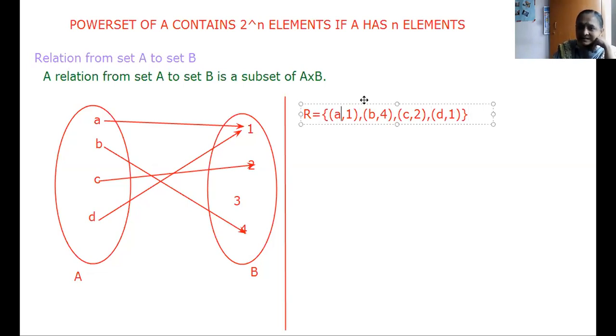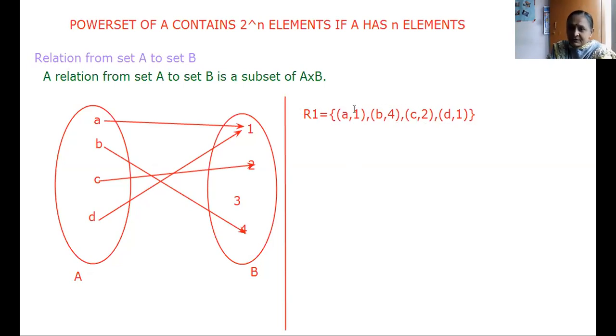So this is one relation I have written, and I will denote it as R1. This is a relation because every first entry is from set A and every second entry is from set B. So this is a subset of A cross B. I don't have proper notations here, so I write subset of A cross B.